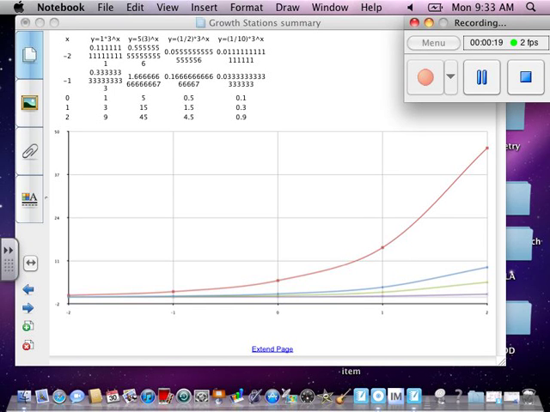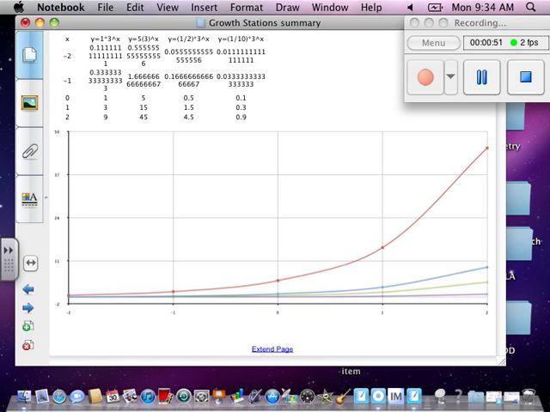Unfortunately, when I put it in Excel, it changes my fractions to decimals. So when I'm looking at this, -2, we get 1/9. -1, we get 1/3. 0, we get 1. 1, we get 3. And 2, we get 9. Okay? So we can see we've got 4 different graphs on here.